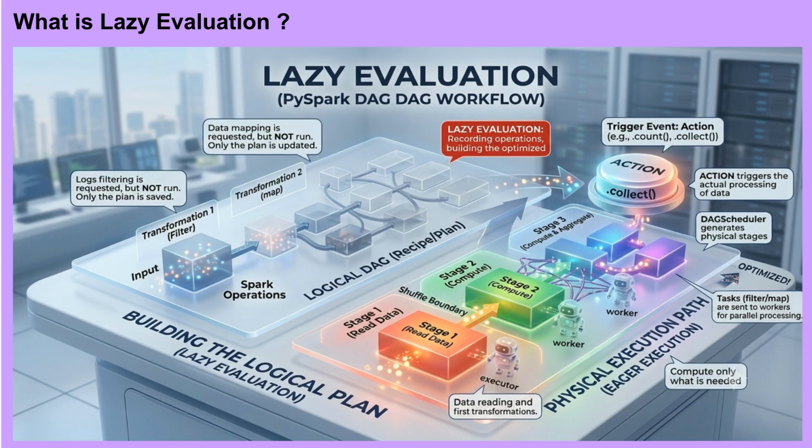Actions, eager. These operations are the triggers. They tell PySpark, okay, I actually need the output now. An action forces Spark to look at the entire DAG blueprint, optimize it, and execute it across the cluster. Examples: .show, .collect, .count, .first, .write.csv.